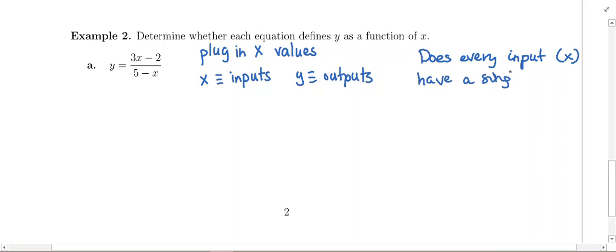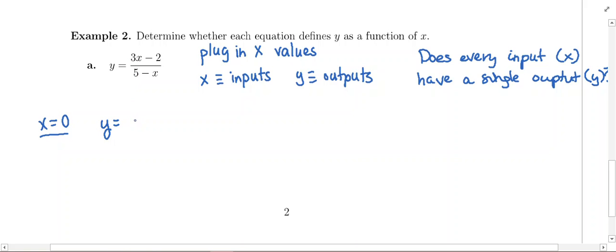That's the question we're trying to answer. Does every x value that you plug in have a single output, or y value? Again, you can pick pretty much whatever you want. I'm going to start by picking x equals 0. I'm going to plug that into the equation, so everywhere I see an x, I'm going to replace it with 0.